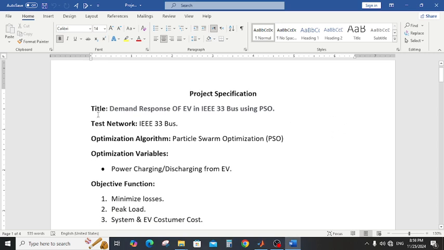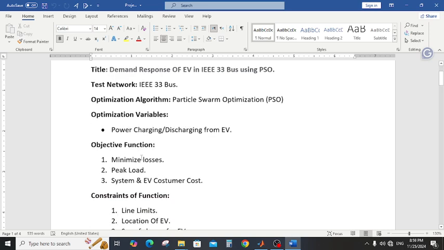The first thing is the title: demand response of the EV in IEEE 33 bus using a PSO. The test network is IEEE 33 bus, and the optimization method or algorithm is PSO, particle swarm optimization. The optimization variables that the program optimizes are the power charging and discharging from the EV. Particle swarm optimizes these variables to minimize the objective function.